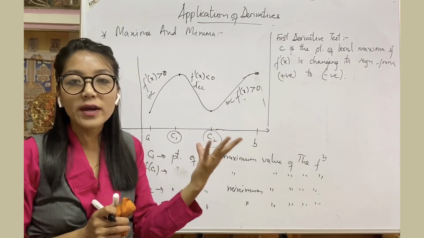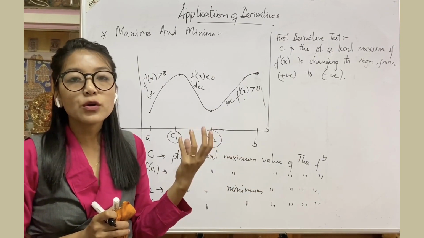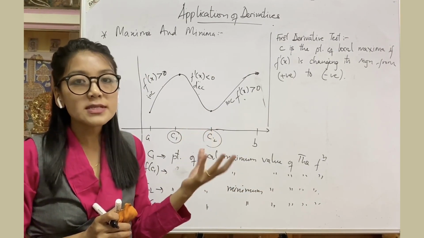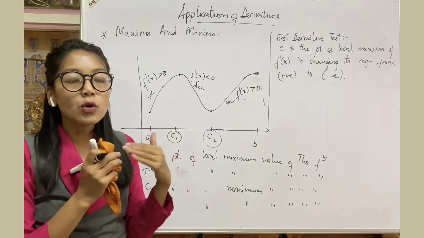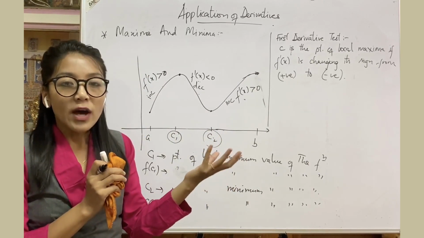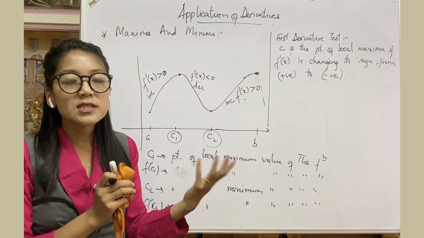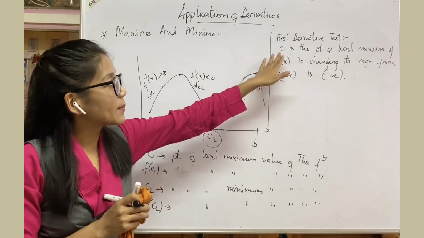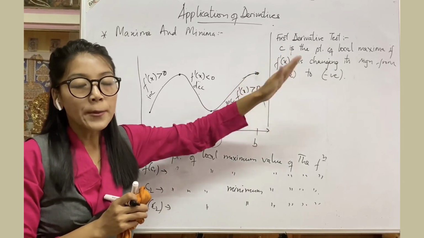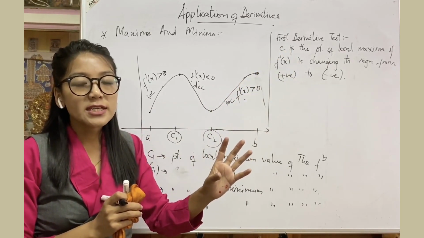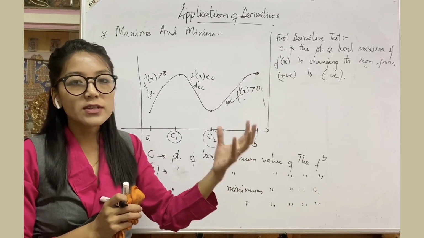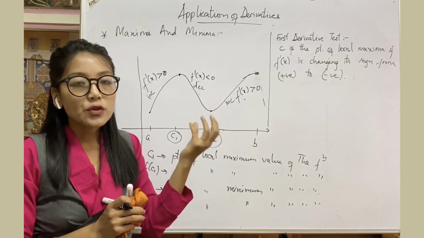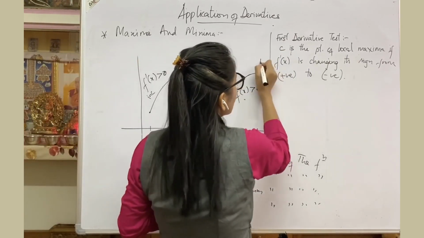So first of all, you have to find the critical point, because a point of local maxima and a point of local minima is always a critical point. So if you get more than 2 critical points, then you have to check which critical point is the point of local maxima and which is the point of local minima. For that, you will apply the first derivative test, right? So if f dash x is changing its sign from positive to negative, then we say that C is the point of local maxima. Okay, number 1.